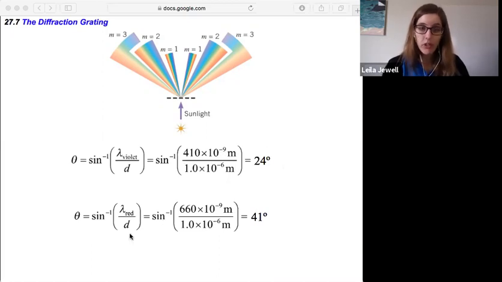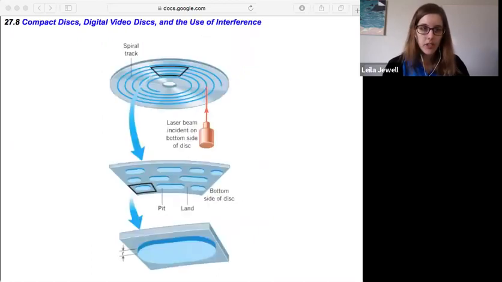If you do the same with the red wavelength, it's a larger wavelength, so it's a larger angle of diffraction as well. The red bends farther than the violet, so it is 41 degrees. And this picture is helpful for illustrating that, but the math shows it as well, that a larger wavelength will bend or diffract to a larger angle. So this introduces diffraction. The last bits of the chapter take a look at some applications that we have.